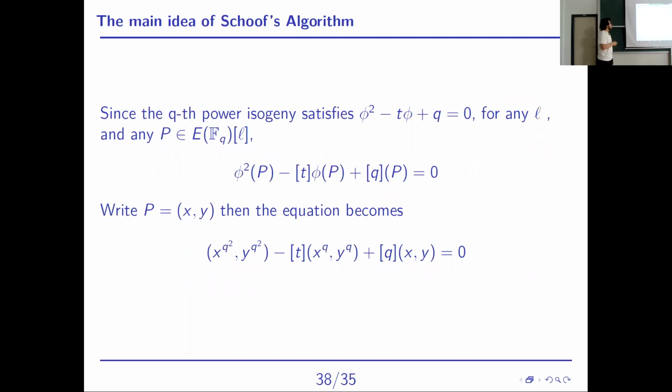So, since the Q power isogeny satisfies this characteristic polynomial, for a given prime L, if I were to plug an L torsion point into this equation, we will get something like this. As you can see, these are all polynomials of x and y, coordinate-wise. But I can reduce this problem even further.